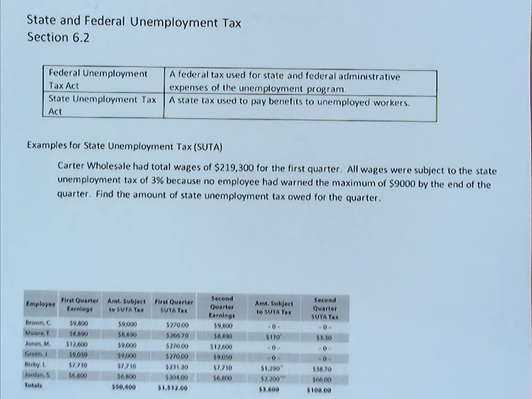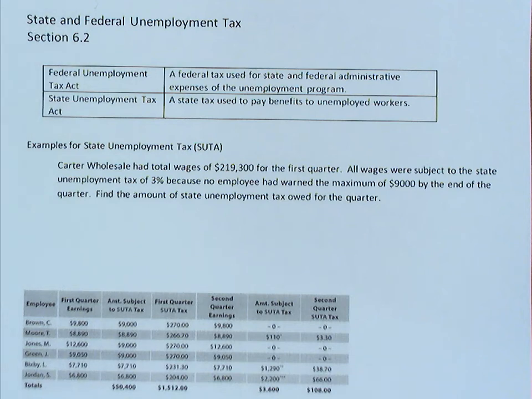This lesson is about finding state and federal unemployment tax, which is Section 6.2 out of the book. The Federal Unemployment Tax Act is a federal tax used for state and federal administrative expenses of the unemployment program. The State Unemployment Tax Act is a state tax used to pay benefits to unemployed workers. So when you collect unemployment, you collect it from the state. We are going to be looking at both taxes.